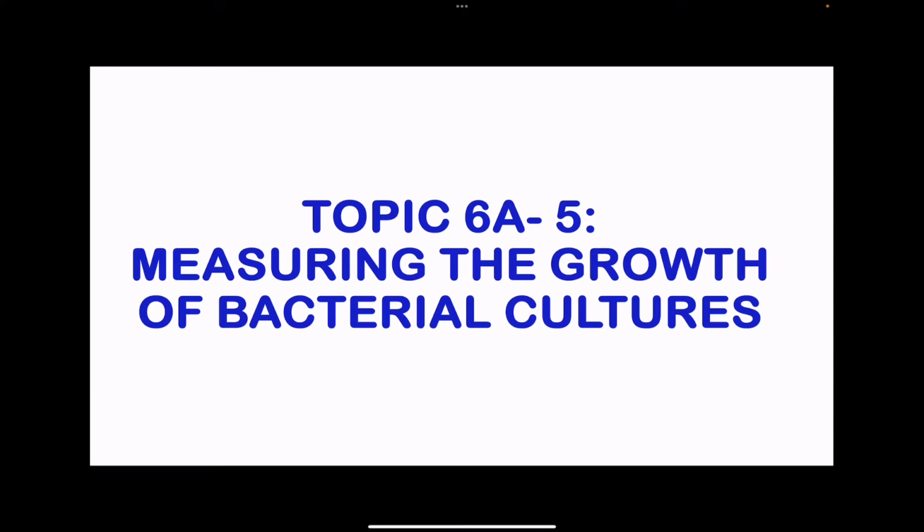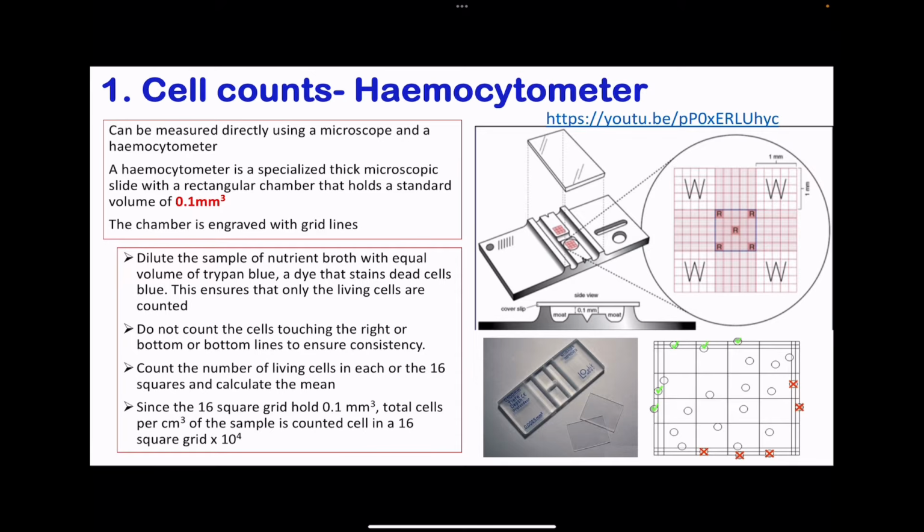Moving on to topic 6A5, measuring the growth of bacterial cultures. Here we're going to look at the hemocytometer, optical density, and more. This is the hemocytometer. We can pour 0.1 millimeter cubed of the solution containing the bacteria, and there are going to be some grid lines within, as we can see here.